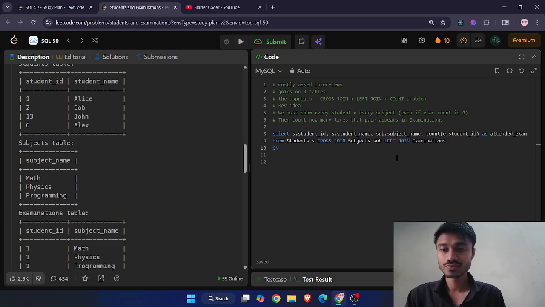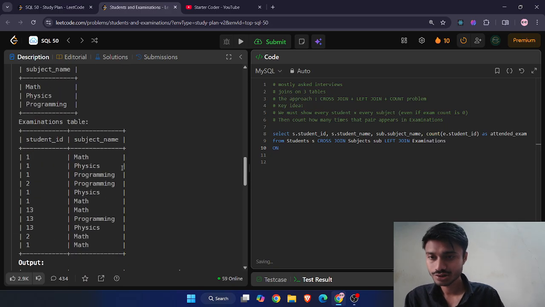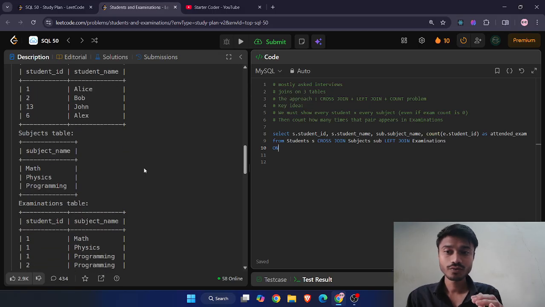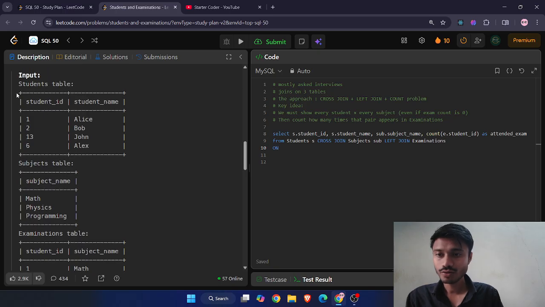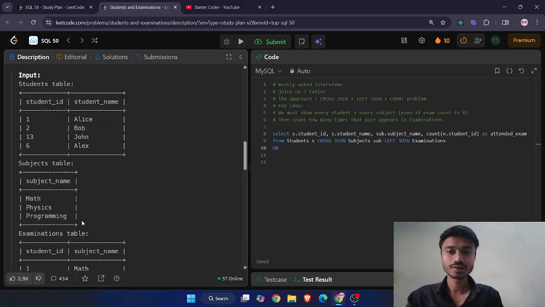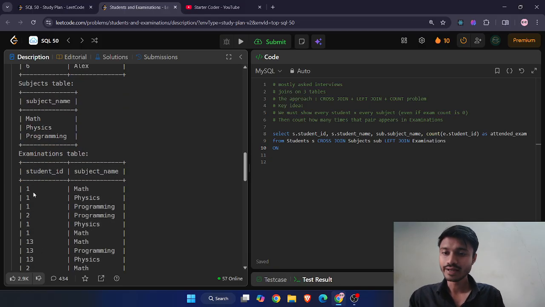Then the condition is very important. We need to write a condition, we need to find a pair, right? Pair of what? The student id, which should be matched with this id, and the subject name with the examination name, right? So this pair we have created in the cross join, and we are comparing with this one.